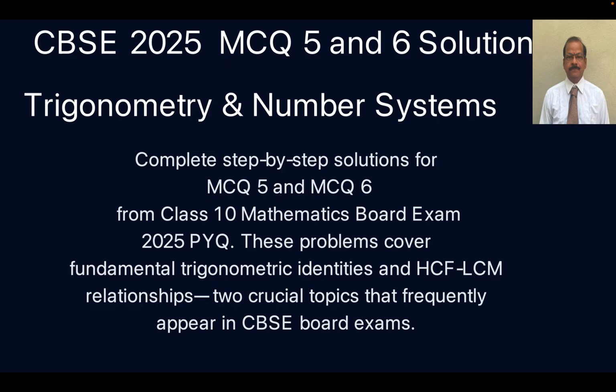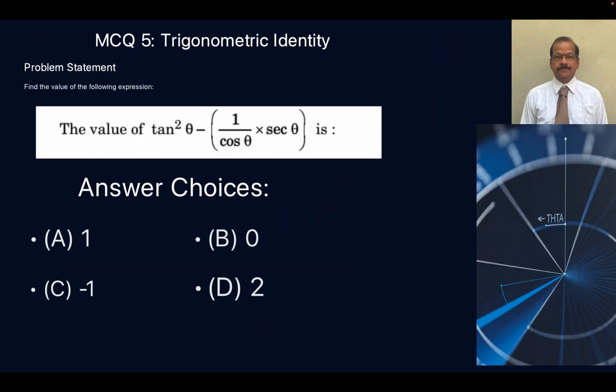Let's go with MCQ 5 straight away. Here in MCQ 5, they are asking the value of tan square theta minus 1 by cos theta multiplied by secant theta. What is the value of that? Options given are 1, 0, minus 1 and 2. Let us see how it works.